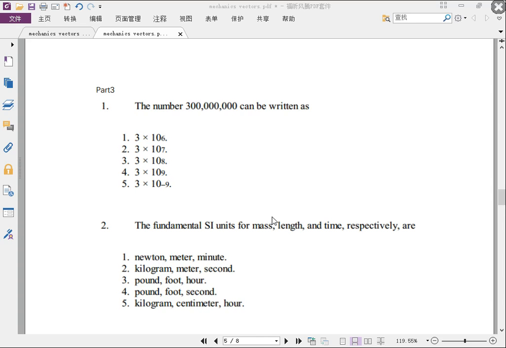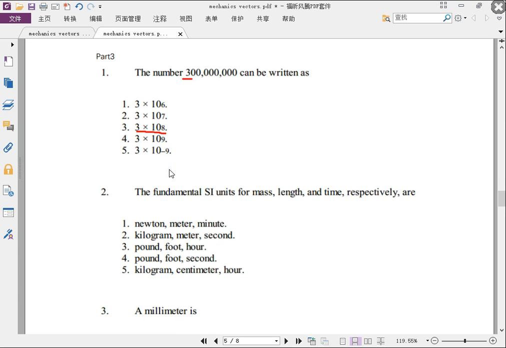Okay, now it's part 3. Start from question 1. The number 300 million can be written as scientific notation, which is this guy, of course, with 1 here and 8 zeros.